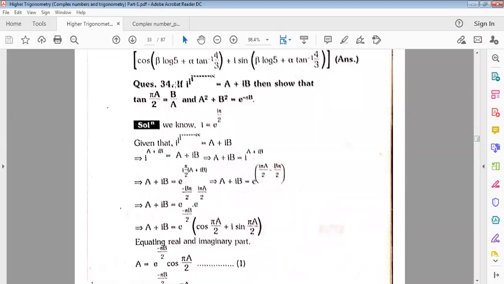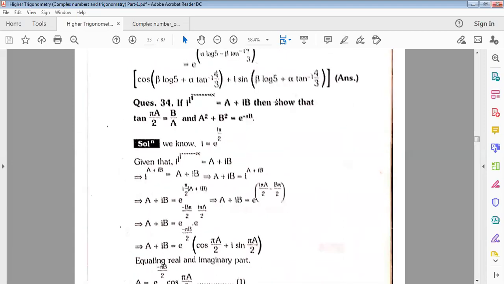In this example, given condition is I to the power I to the power up to infinity. That means every I is power to previous I. I to the power dot dot infinity equals A plus IB, capital A plus capital B. Then we have to show that tan pi a by 2 equals b by a, and a square plus b square equals e to the power minus pi b, capital B of course.